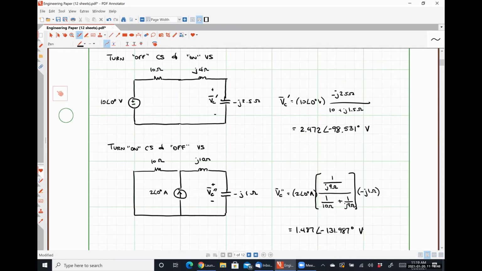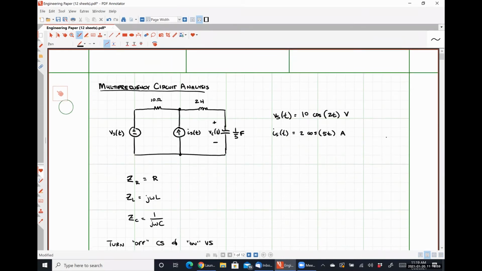So finally, we need to tie everything together. Our ultimate goal is to find out what the time domain voltage across our capacitor was. We look up here at our original circuit. We're trying to find VC as a function of time. This is a place where you could easily make a mistake, okay?